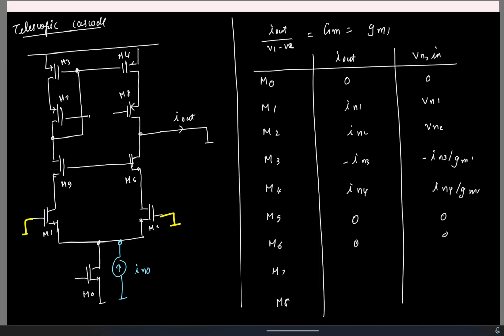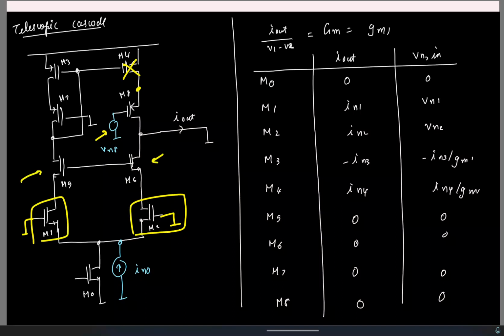So this is all incrementally short. Let's say Vn8. What do you think will happen due to Vn8? Again, I have assumed R0s are infinite, so this is open. If I change the gate voltage here, identical change will appear at the source follower. So IOUT is still 0. The same thing you can do for M7, that will also be 0. So again, it is the same thing we saw for Cascode. As long as the output resistance of these transconducting devices is infinite, the Cascode devices don't contribute any noise.